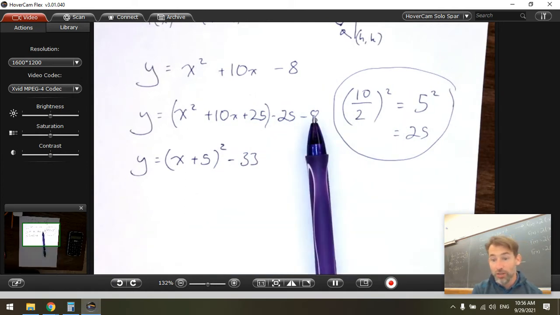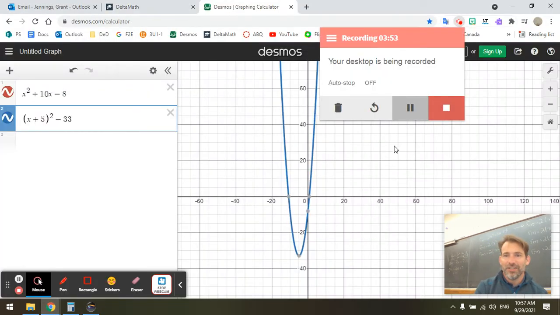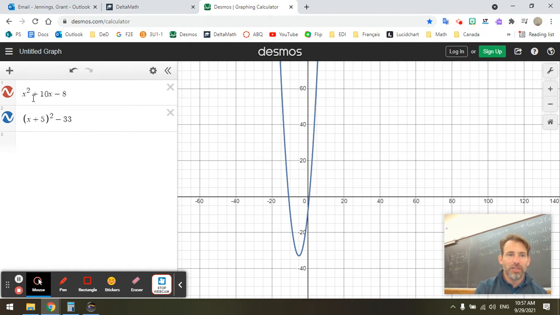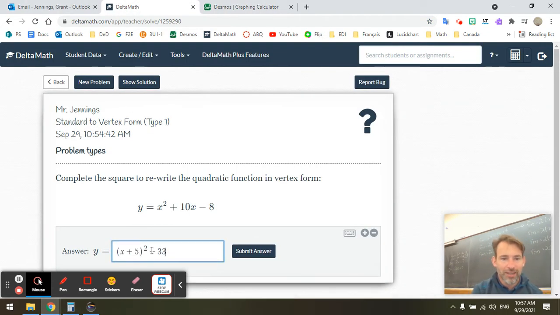If you want to check this in Desmos first, I'll show you what that looks like. Here I've graphed both of them in Desmos, and you'll notice I don't have to write y equals. I just learned this recently: you can just graph the function. When I toggle that, notice that they're the same thing. So I'm confident that this is the right answer. I'm just going to copy it and see if I can paste into Delta Math. Oh, I can. That's very cool.